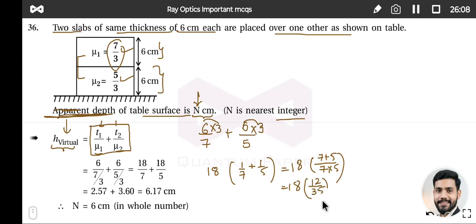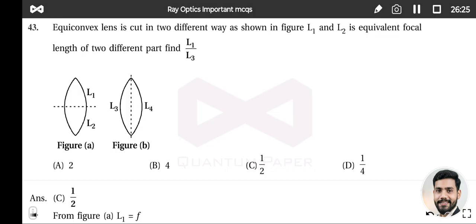If we solve that, we get approximately 6.17. So which integer is nearby? For 6.17, the closest integer value is 6. So the correct answer is 6 for this question. Look at the next question, the next important question.